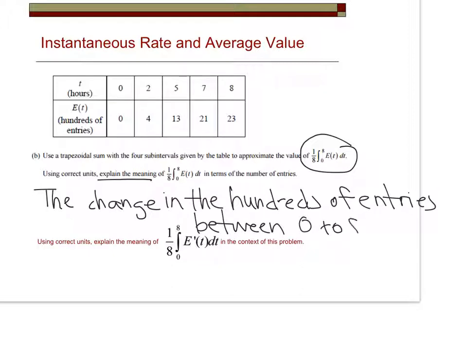Okay, great. Now how is that different then from 1 over 8 from 0 to 8 of E prime t? Okay, so think about that. What would that answer be? Okay, so for this answer then, this would be the average rate. Okay, the average rate.